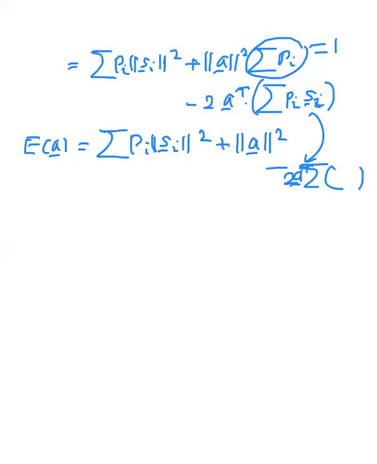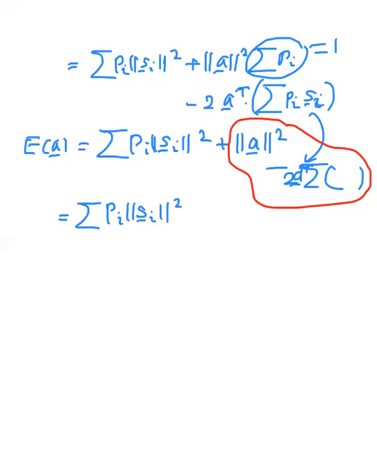So as we did earlier, we can write these together like this. This will be sigma Pi Si norm squared, and then a minus sigma Pi Si norm squared. So this will give this term.